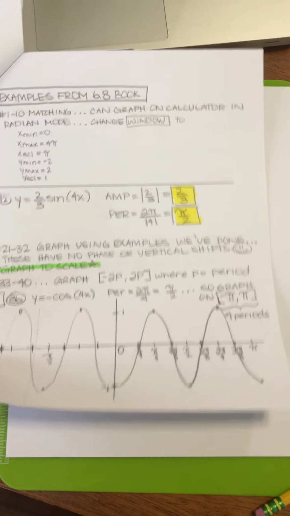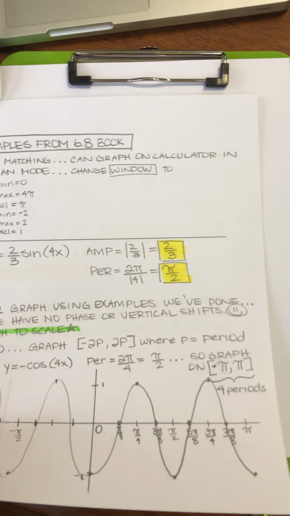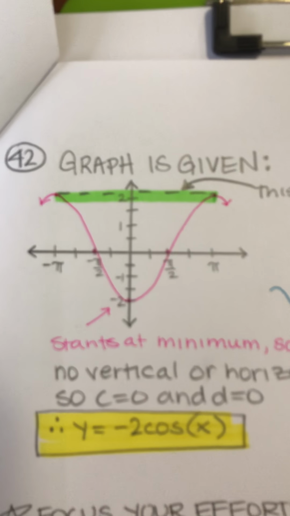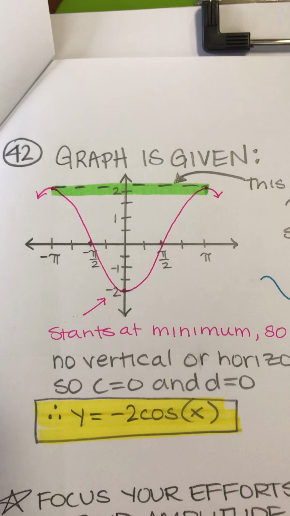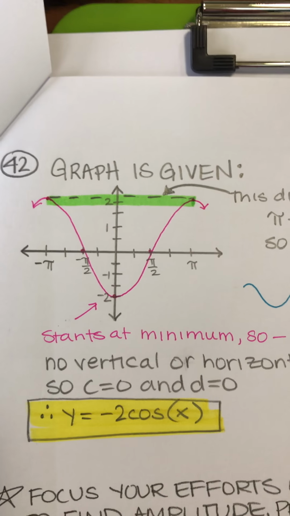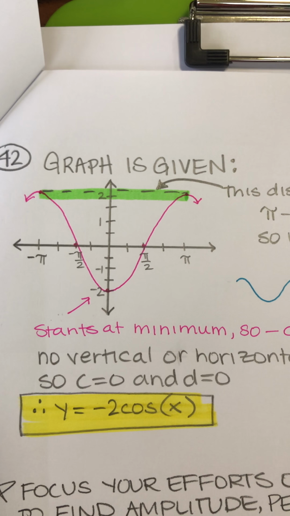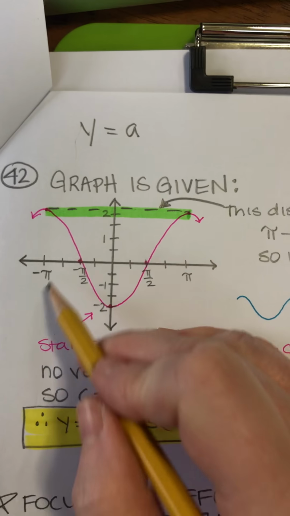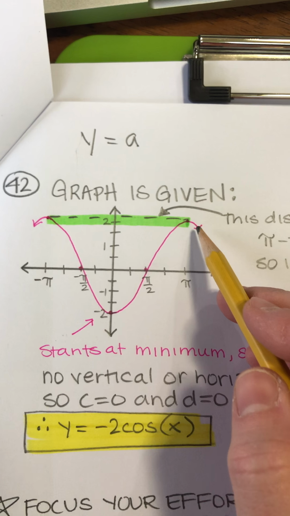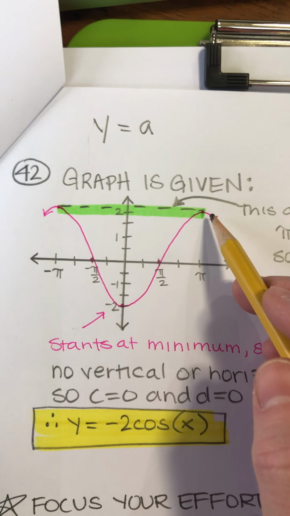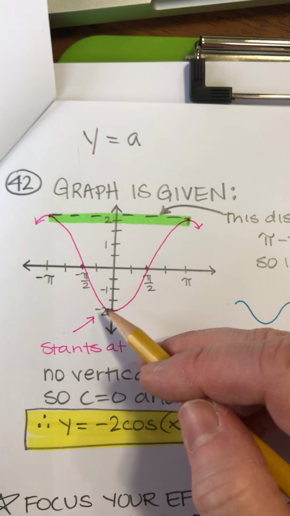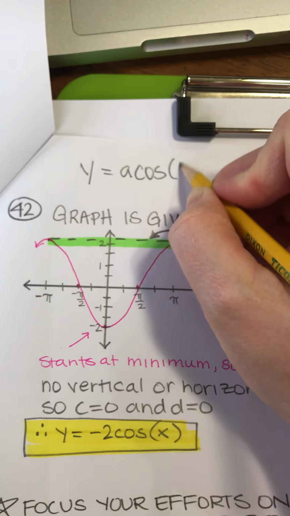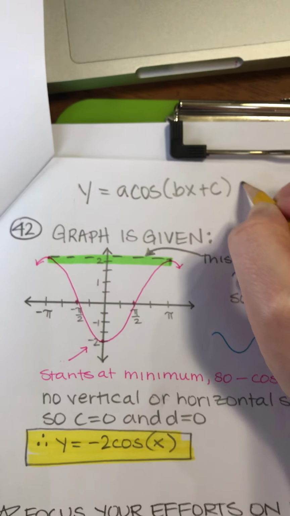Okay, the next one that we're going to look at, the graph has already been given to you. Okay, this is number 42. All right, so what you want to do is find A, B, C, and D to plug them into the generic formula, which is y equals A. This is definitely a cosine graph, unless you wanted it to be a sine graph that would have a horizontal shift. Well, it's easier just to make it a cosine graph. That way it doesn't have to have a horizontal shift. So y equals A cosine of bx plus c, plus d.